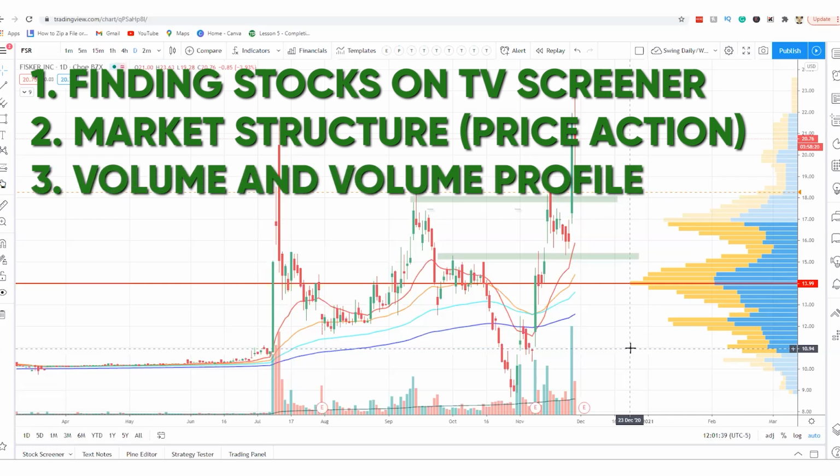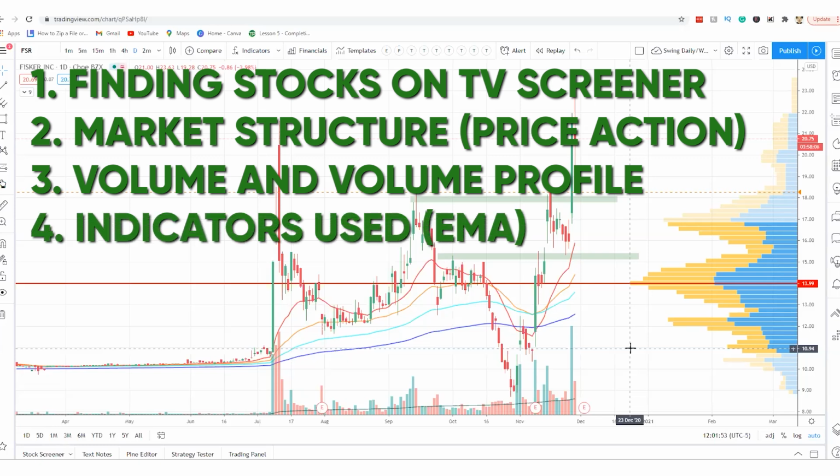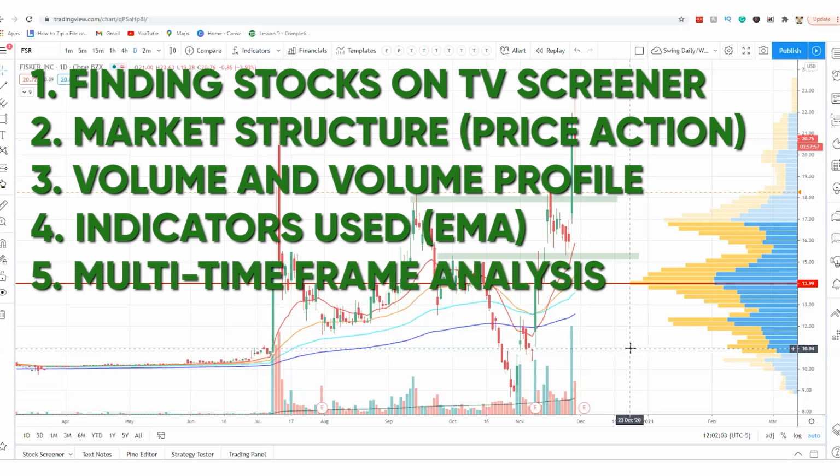Number 3, volume and volume profile. Do we have edges from the volume profile to hold us as support? Do we have good volume picking up so we could start looking for longs, right? Is there weak volume to the downside, good volume to the upside? Step number 4, do our indicators, do our moving averages coincide with our idea? Are we above the 100 or 200, or are we close to them so we can play them off as support? Number 5, multi-time frame analysis.